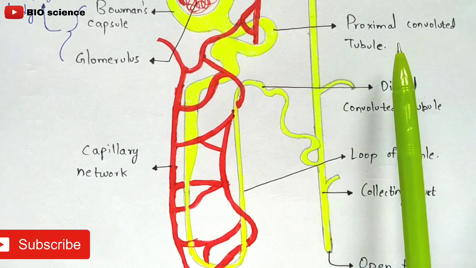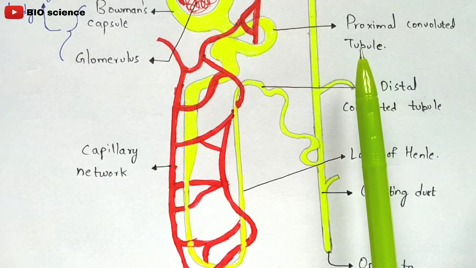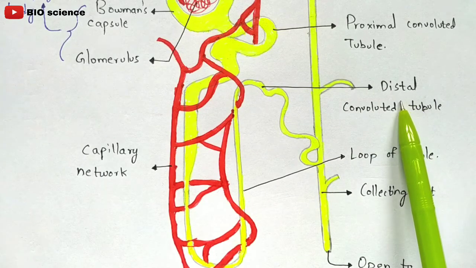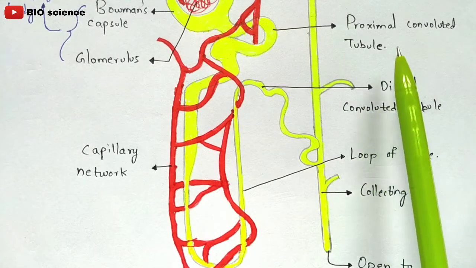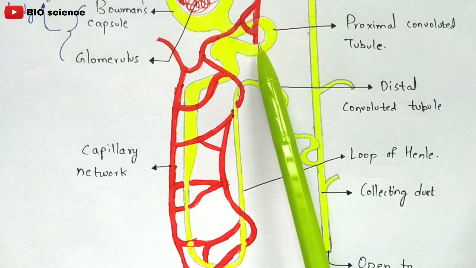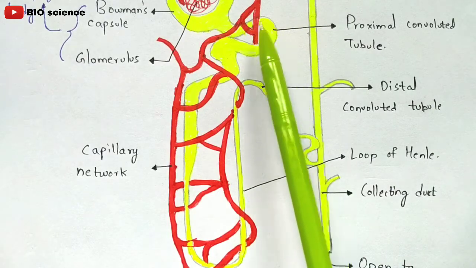And this proximal convoluted tubule has another name. What is it? The first convoluted tubule, right? And coming to the distal convoluted tubule, the other name is the second convoluted tubule. So why is it named convoluted? Because you can see the bend structure here, right? So this bend structure is given here. The bend structures are, this is the first bend structure.